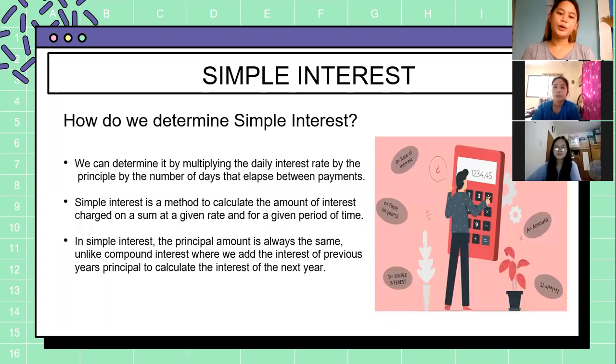So, how do we determine simple interest? We can determine it by multiplying the daily interest rate by the principal by the number of days that elapse between payments. Simple interest is a method to calculate the amount of interest charged on a sum at a given rate and for a given period of time. In simple interest, the principal amount is always the same, unlike compound interest, where we add the interest of the previous year's principal to calculate the interest of the next year.